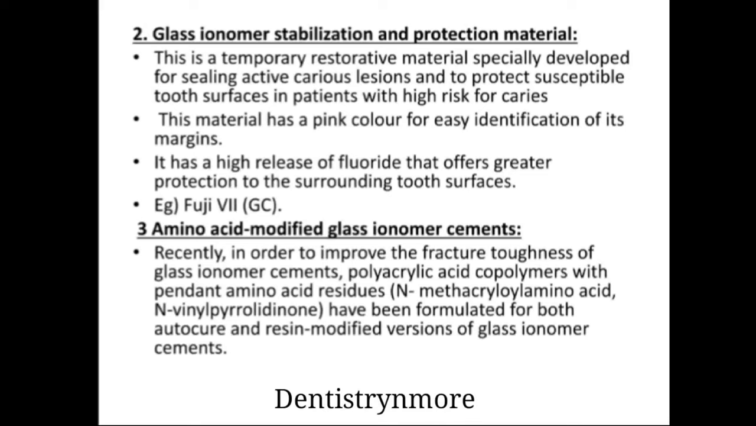Next one is amino acid modified glass ionomer cement. This was introduced in order to improve the fracture toughness of glass ionomer cements, using polyacrylic acid copolymers with pentane amino acid residues. It has been formulated for both the autocure and also the resin modified versions of glass ionomer cements.